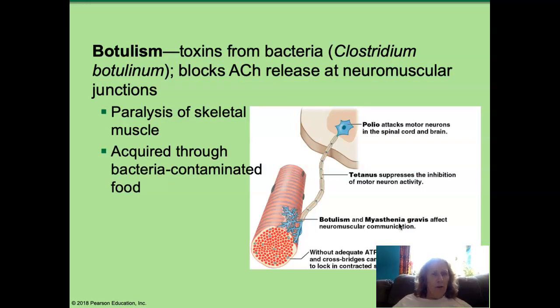Botulism is from another clostridial species, Clostridium botulinum. Also anaerobic, loves low oxygen conditions, and this is something that used to be quite common in some of our canned goods because people canned a lot more at home and they didn't do it properly. So you've got to can properly to prevent botulism. And this will cause paralysis of skeletal muscles because it blocks acetylcholine release. So without acetylcholine crossing that synaptic cleft and binding to the receptor, you will not have muscle contraction.